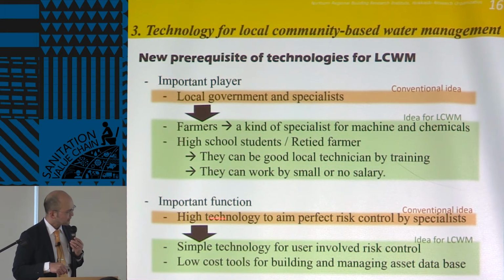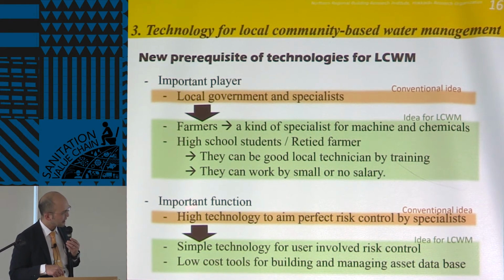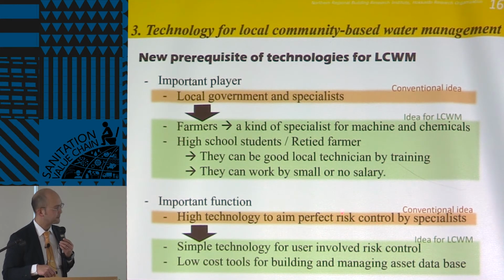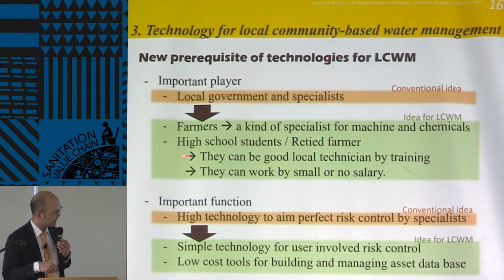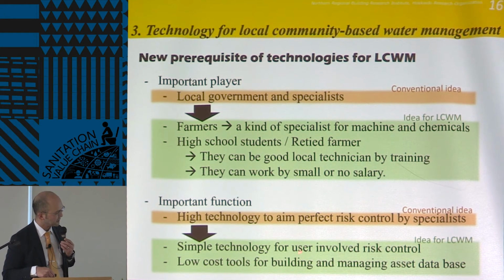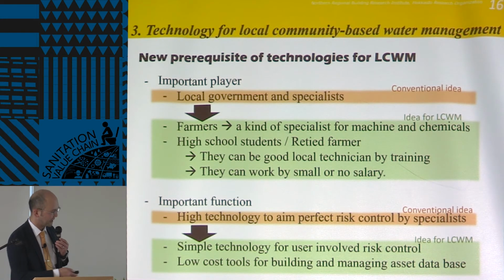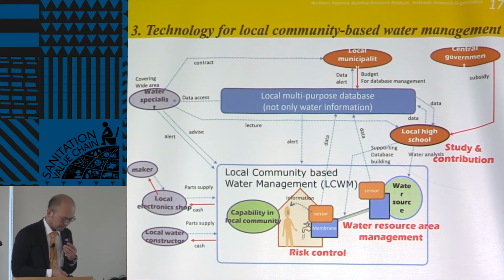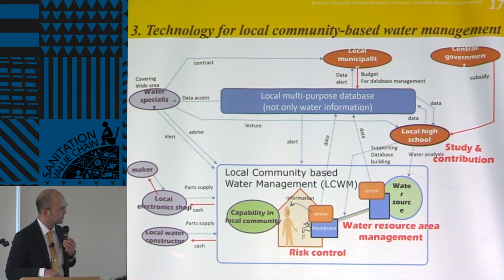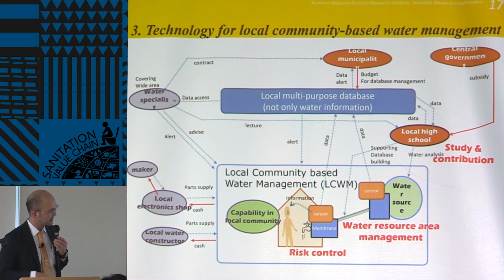And then the important function in the conventional idea is high technology to aim for perfect risk control by specialists. But in this community managed system, simple technology for user-involved risk control is important. And also a low-cost tool for building and managing the asset databases. Then we designed some kind of value chain. The community-based water management system works so far, so we will use this scheme, but we set some supporting players.